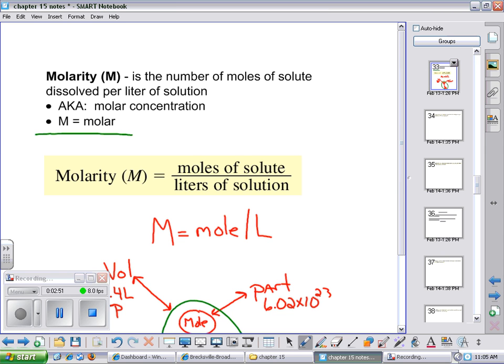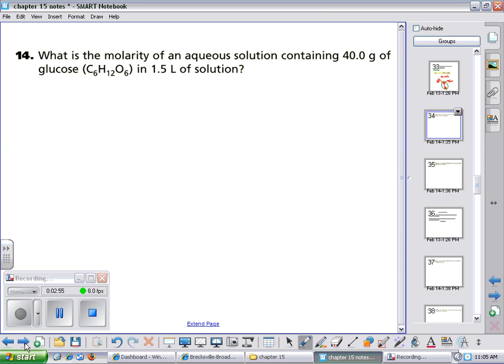So let's practice a couple problems. Now, I eliminated some of the problems. I'm only going to practice a couple of them. So this is number 14, so look in your notes for number 14. You need to write down the examples as I'm going through them. So you should be working them out as I am working them out, because I'll be checking your notes to see, do you have your problems done?